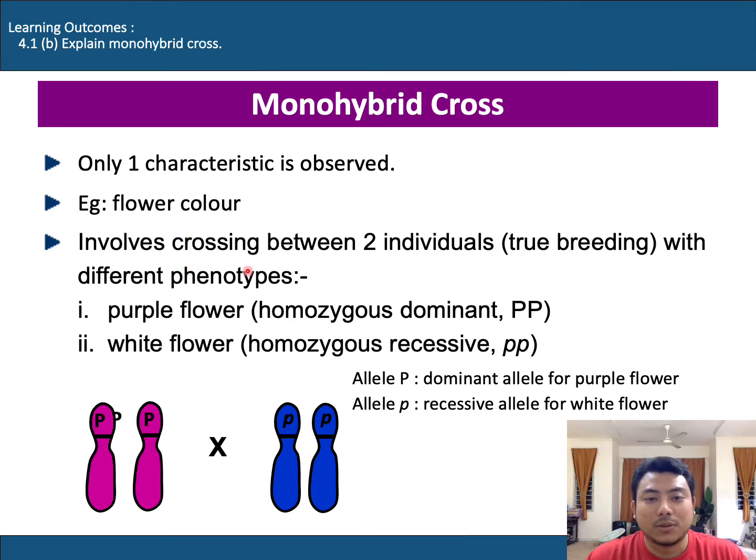It involves crossing between two individuals of true breeding, with different phenotypes. So what is meant by true breeding? True breeding means homozygous, either homozygous dominant or homozygous recessive. Homozygous means sama, mana sama ada P besar dengan genotype P besar atau P kecil. So itu adalah true breeding.